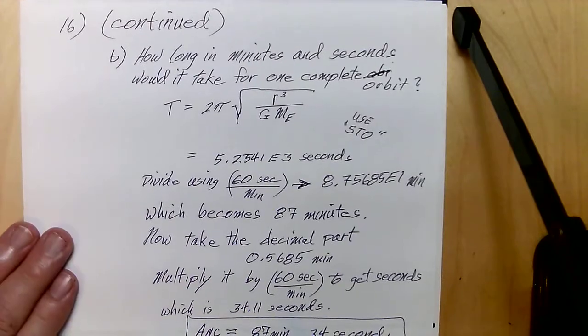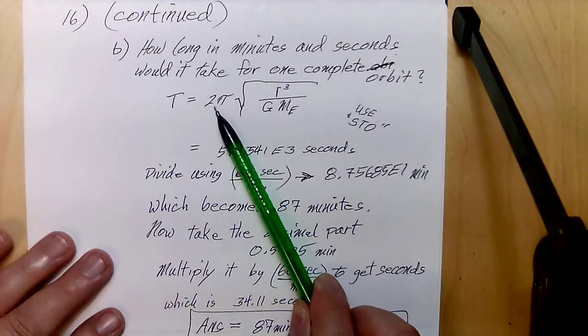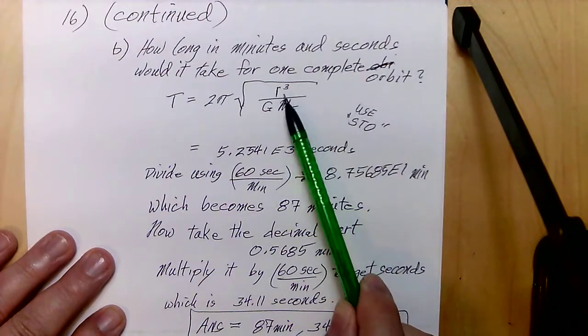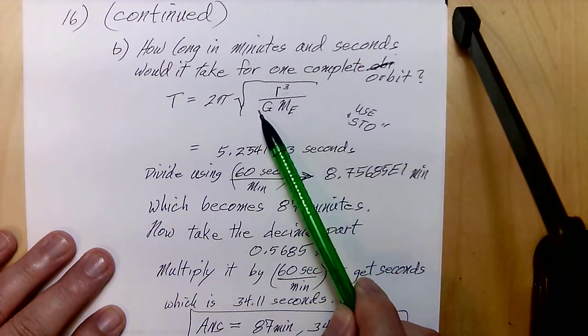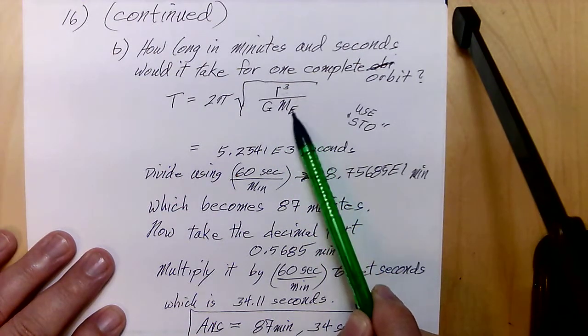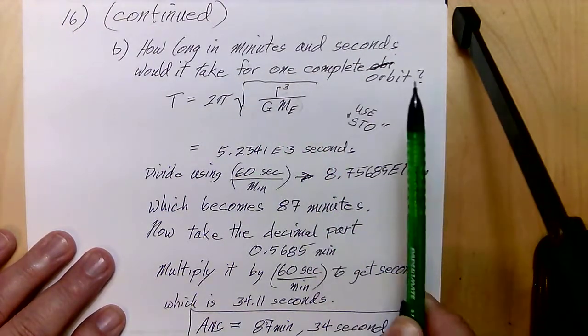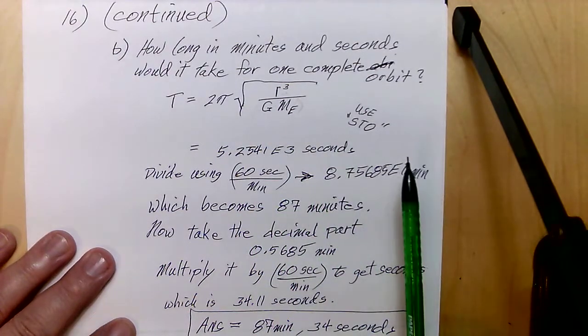Let's see what we have now. That's 15 and 16. 16 part B is how long in minutes and seconds. So T is, use your formula, 2 pi square root of r cubed over G M sub E. Do r cubed first, then divide by G times M. Use parentheses on those. And get that answer, take the square root, multiply by 2 pi. You should get 5.2541 E3 seconds.